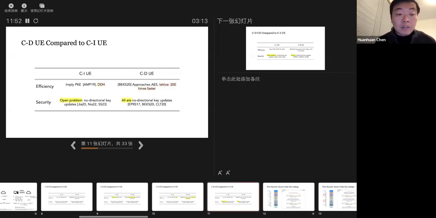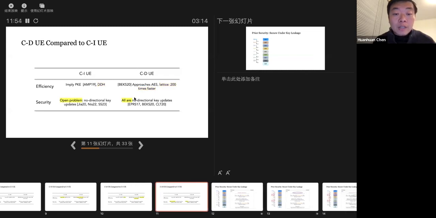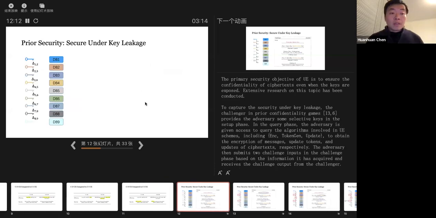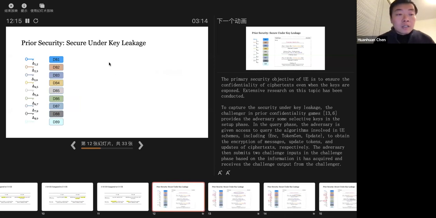And also from the security level, ciphertext-dependent UE achieves no directional key updates, but it will be hard to achieve no directional key updates for ciphertext-independent UE. So in this paper, we work on ciphertext-dependent UE. Our work is mainly focused on the security and also the construction.